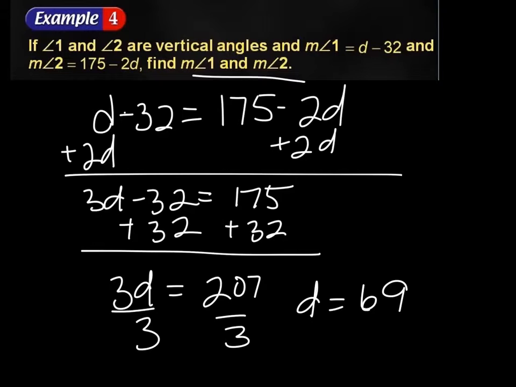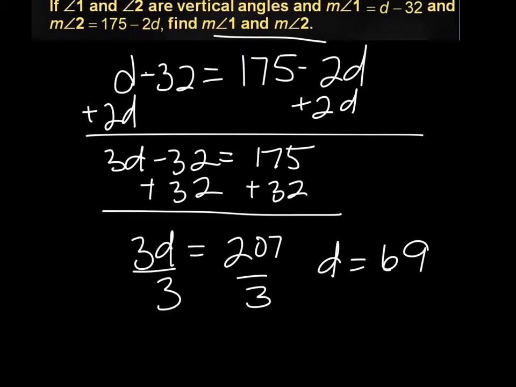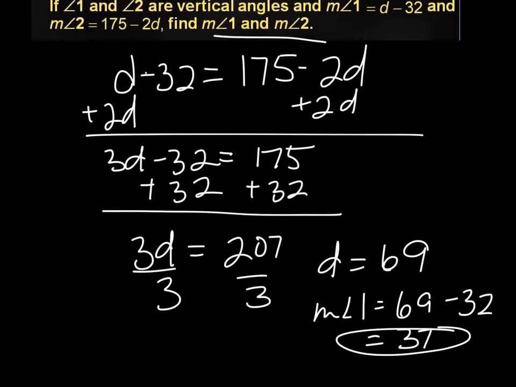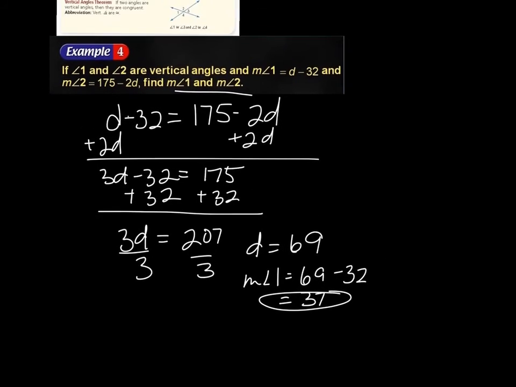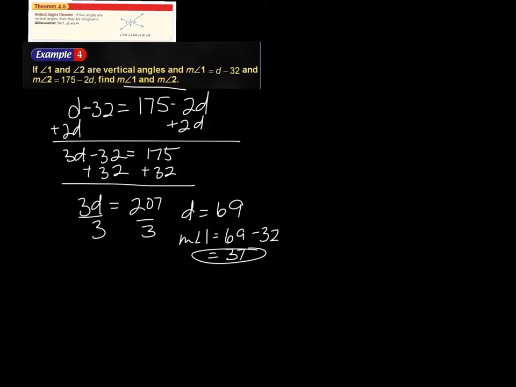Are we done? No, they said find the measure of angle 1 and angle 2, so we need to substitute back in. Into the angle 1 equation, looks like the easiest one, we could do 69 minus 32, which is going to be 37, which should be the same for both angles. So the measure of angle 1 and angle 2 are both 37 degrees.